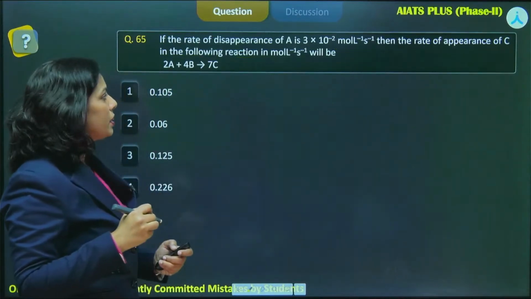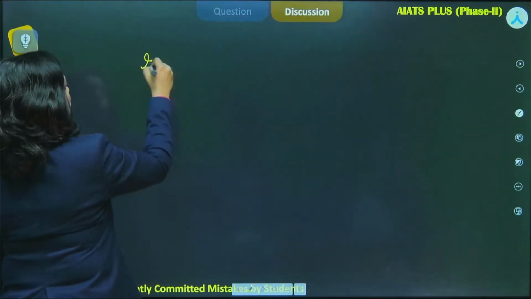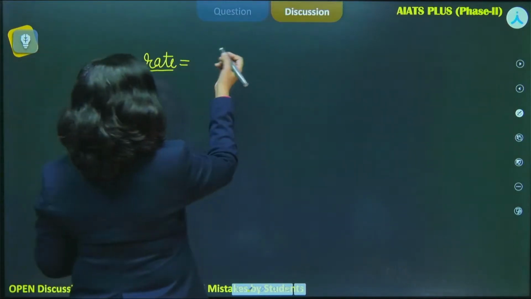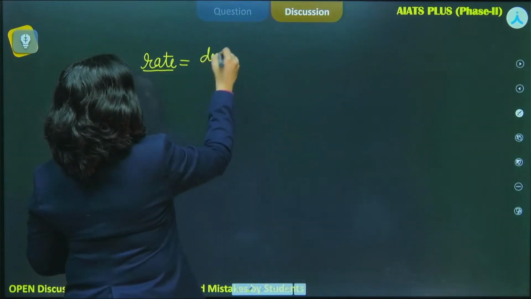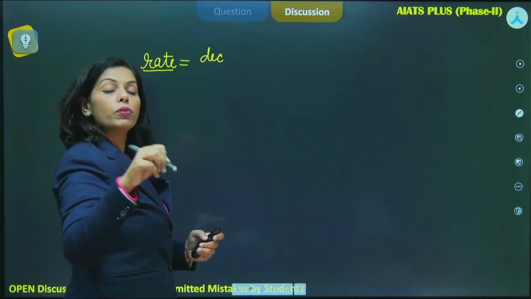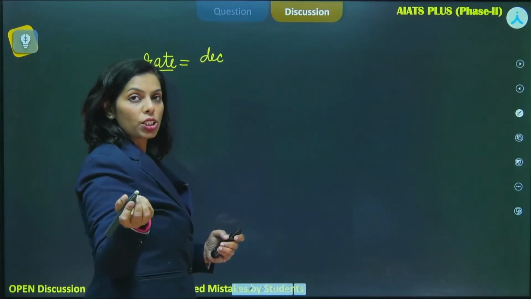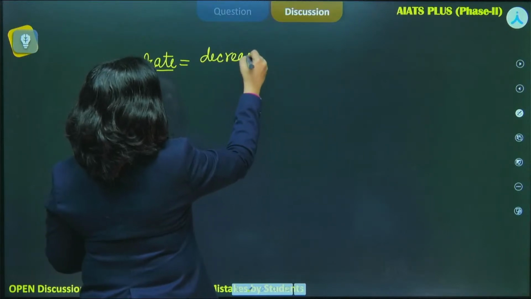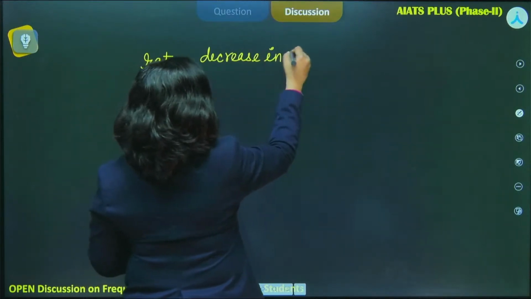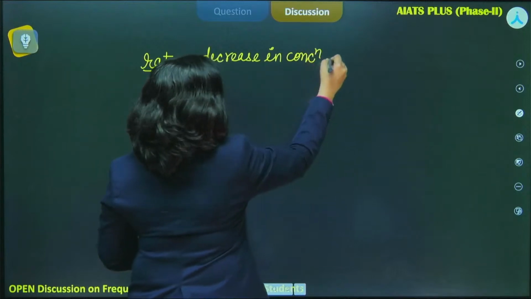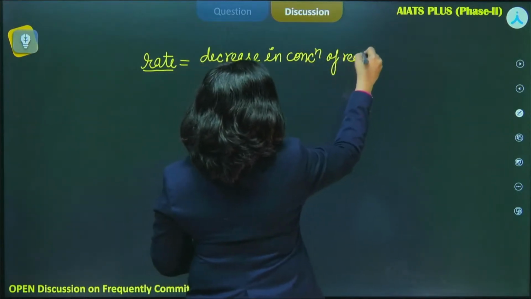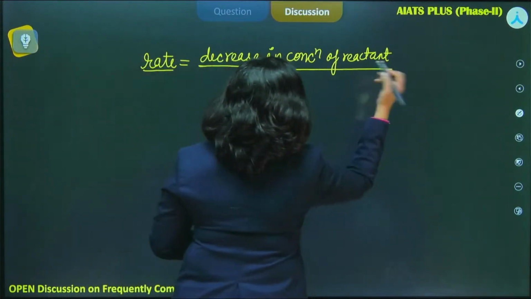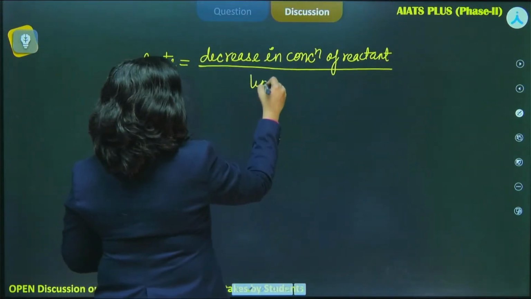So how to represent the rate of reaction? The rate of the reaction is actually represented by the change in concentration of the substance which is present in the reaction with respect to time. So suppose that substance is a reactant, then what you mark? Decrease in concentration of reactant with respect to the change in time or the time taken.